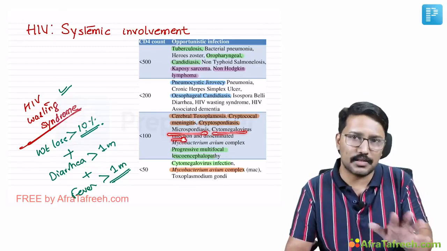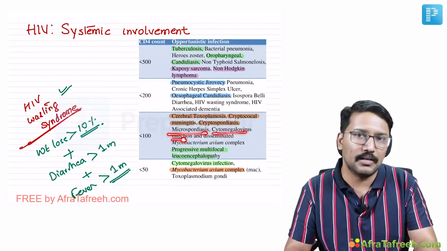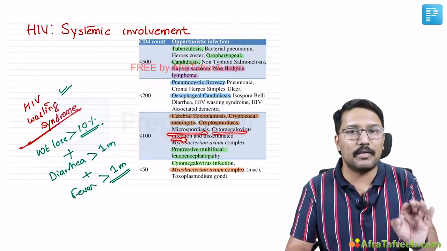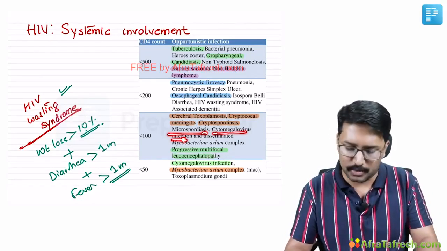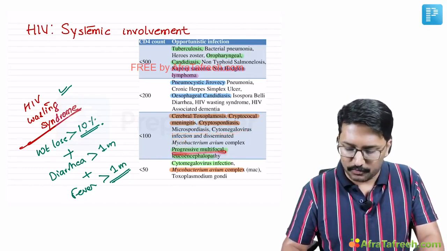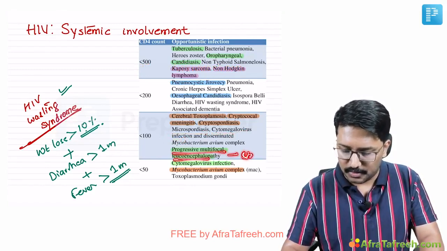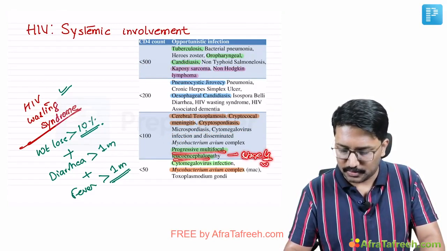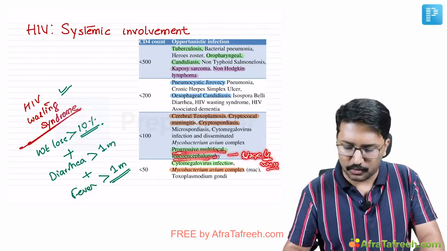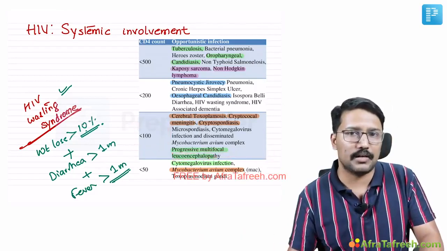It can become evident once it is less than 100, but it is much more profoundly evident once it is less than 50. At this point, particularly CMV retinitis is very common, right? So cytomegalovirus infection, then progressive multifocal leukoencephalopathy, another stage 4 condition according to WHO. All of them are becoming evident once the CD4 count is less than 100.